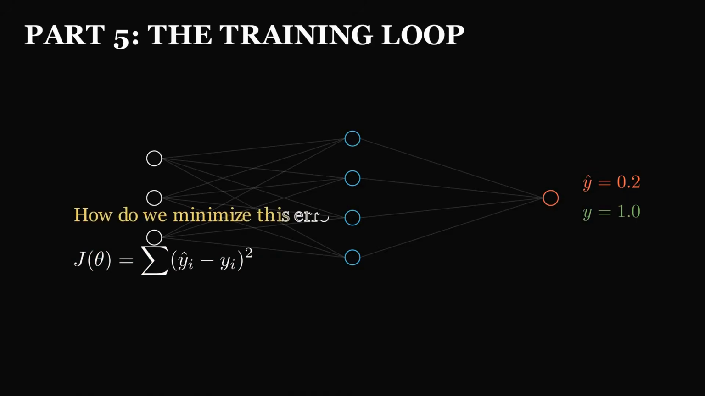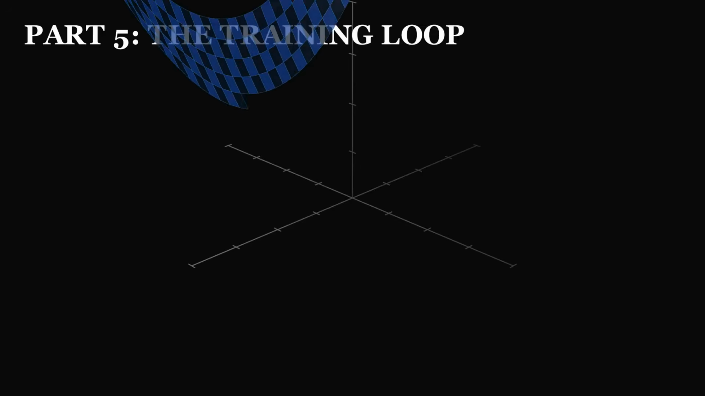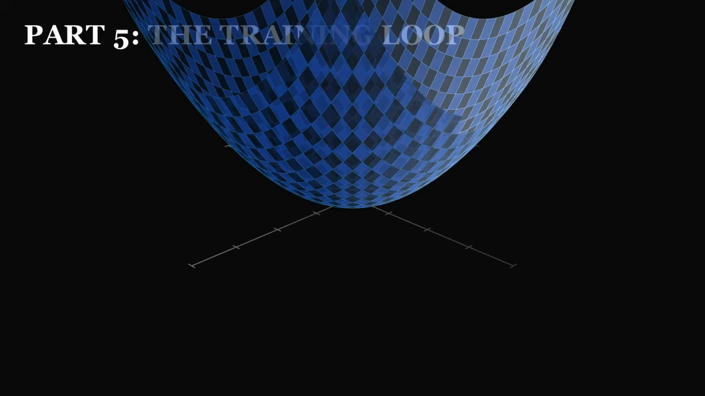So how do we reduce this error? We need calculus. Using the chain rule, backpropagation, the AI traces its network from back to front. It has only one goal: to identify which neuron is most responsible for the error. Now that we know where the error lies, we'll use gradient descent.